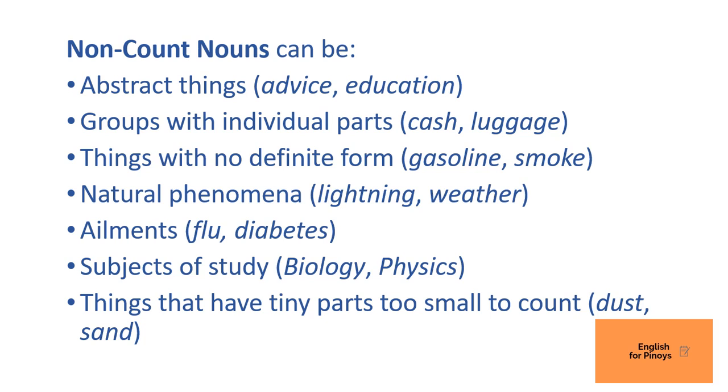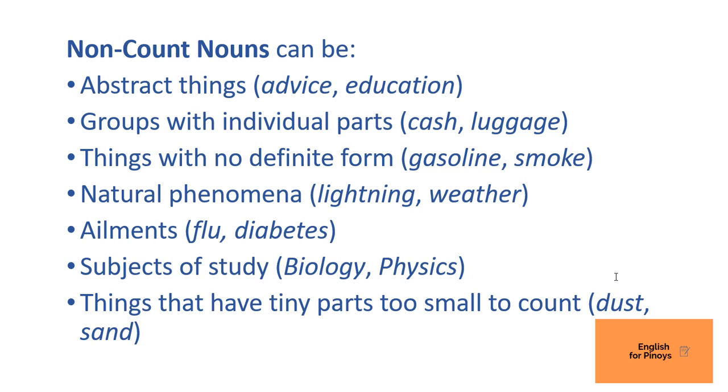Groups with individual parts, like cash or luggage. Okay? So we'll explain that more later. Now, things with no definite form, like gasoline or smoke, are also non-count nouns. Natural phenomena, lightning. So you don't say lightnings. Weather, you don't say weathers. Ailments, like flu, diabetes, whatever.